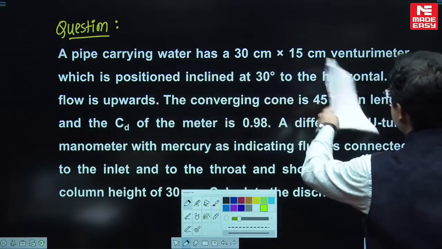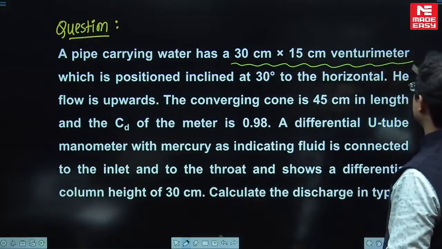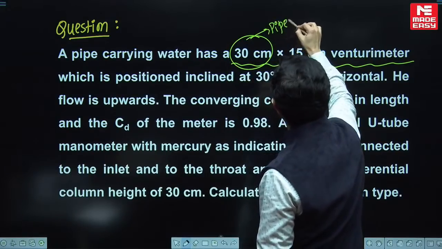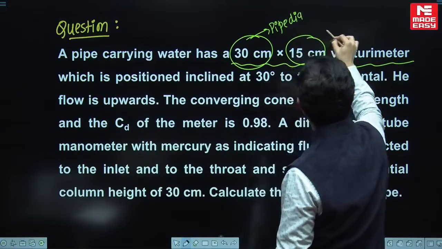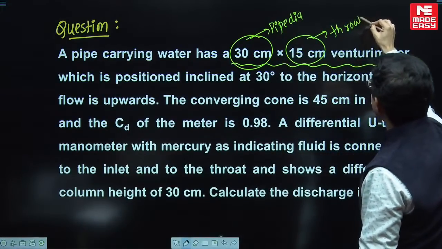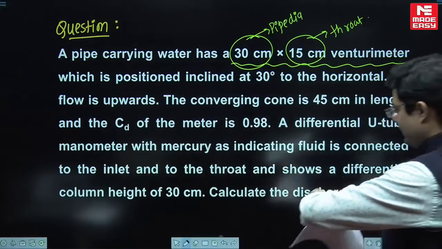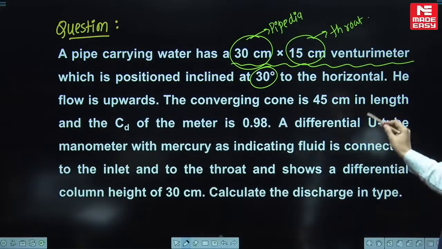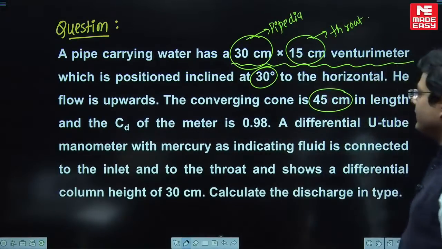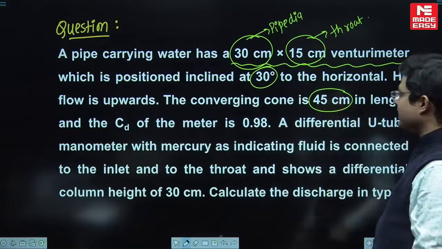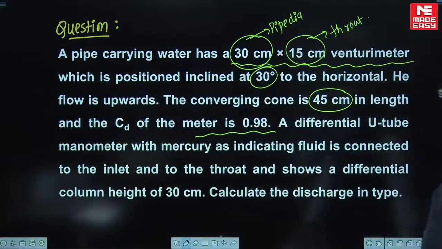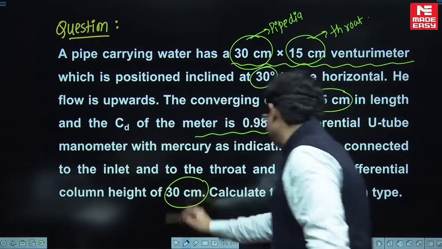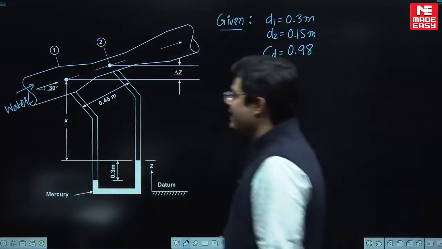A pipe carrying water has 30 centimeter by 15 centimeter in a Venturi meter. So this is basically the pipe diameter, and this is basically the throat diameter of the Venturi, which is positioned at an inclined angle of 30 degree to the horizontal. The flow is upwards, and the converging length is 45 centimeter. Cd value is given to be 0.98. A differential manometer is indicated having a column height of 30 centimeter. Calculate the discharge. This is your diagram.